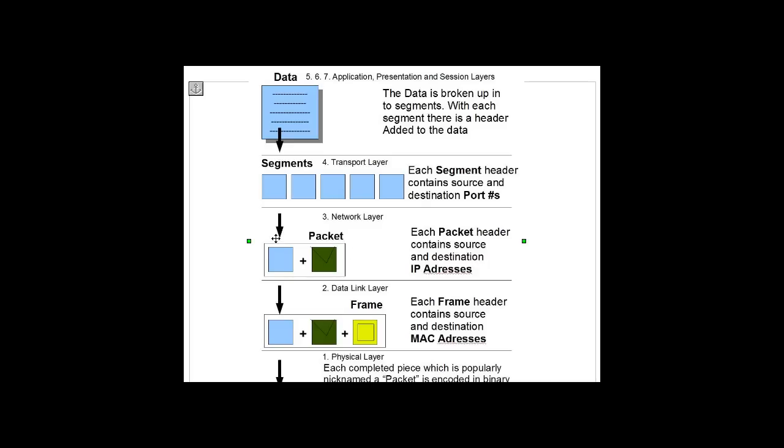Okay, then moving down the layers as we're getting ready to send our data across the internet, at layer 2, the data link layer, the frame is added to the package, and the frame header has source and destination MAC addresses added to the header. And so now you can see our package contains the data, the segment header, packet header, and frame header. It's got port numbers in it, source and destination, IP addresses, and MAC addresses, source and destination.